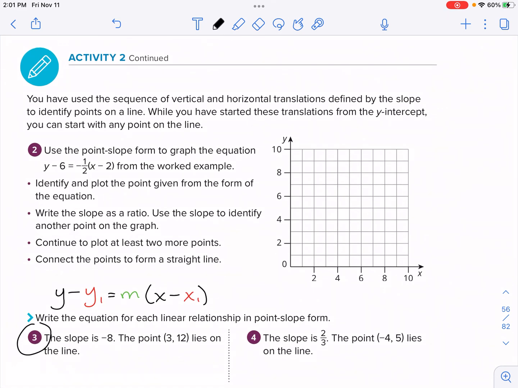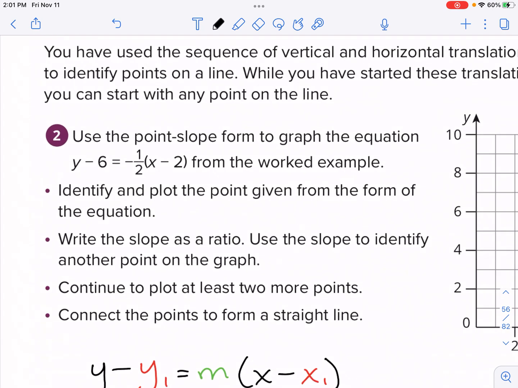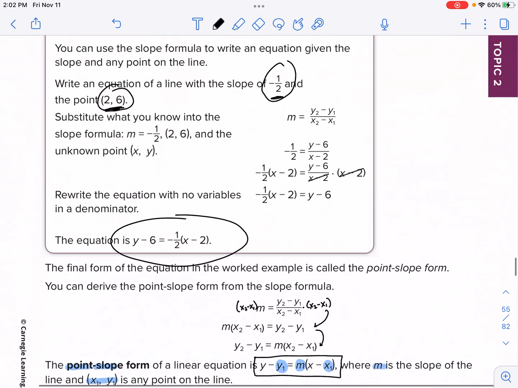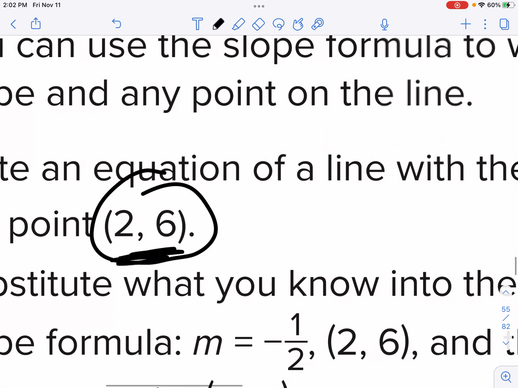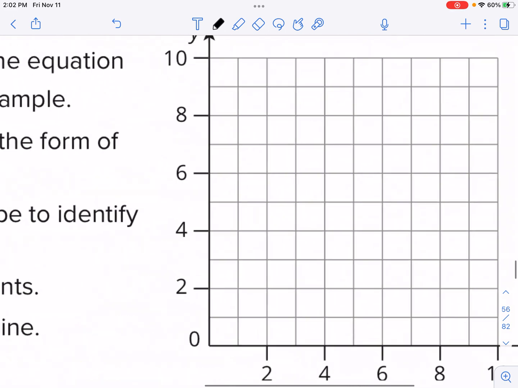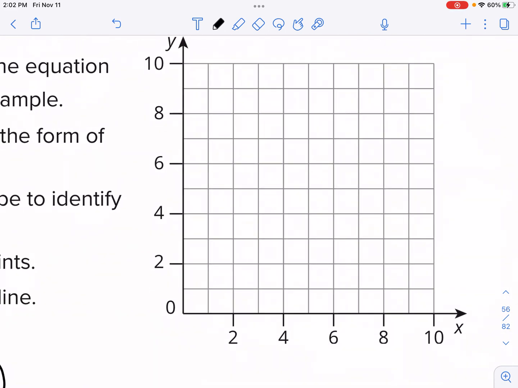Okay. So what it's having us do here is use that same formula or equation. It says to identify and plot the point given from the form. I'm going to quickly go to the previous page. In this equation, we have this point, 2, 6, and we have the slope, -1/2. So let's graph that. 2, 6. That's 2 to the right, 6 up. Let's put a point right here. This isn't on the y-intercept, but we can still graph this because we're given a slope of -1/2. That's a rise of -1, so that means I'll go down 1 and right 2. So that means I'd go right here.